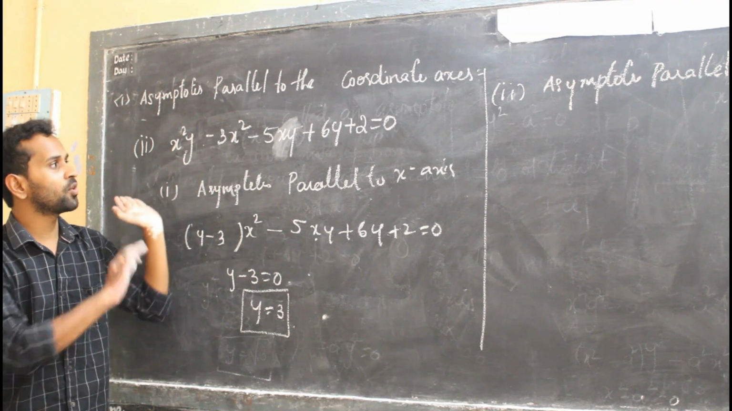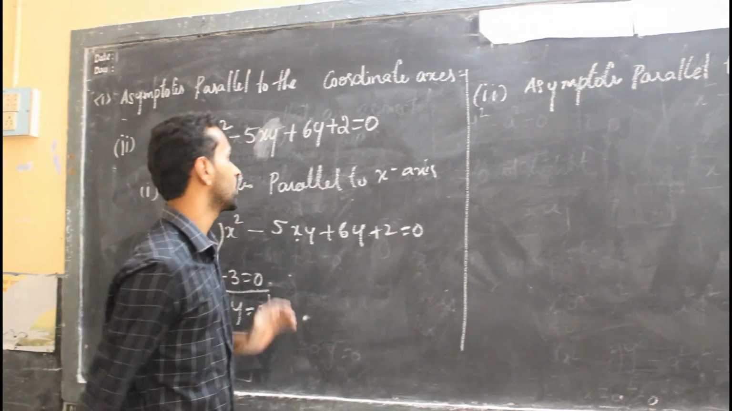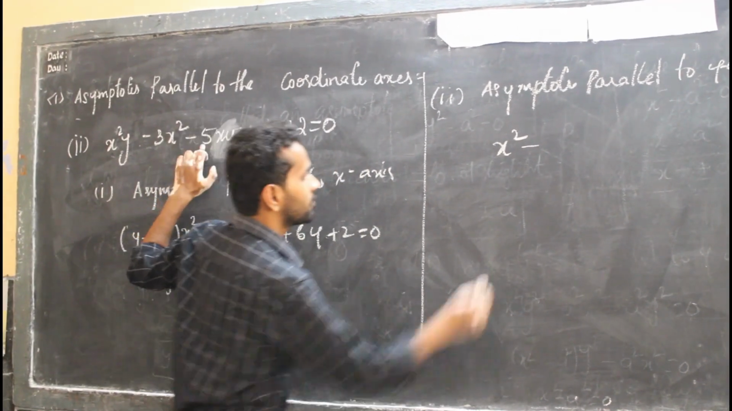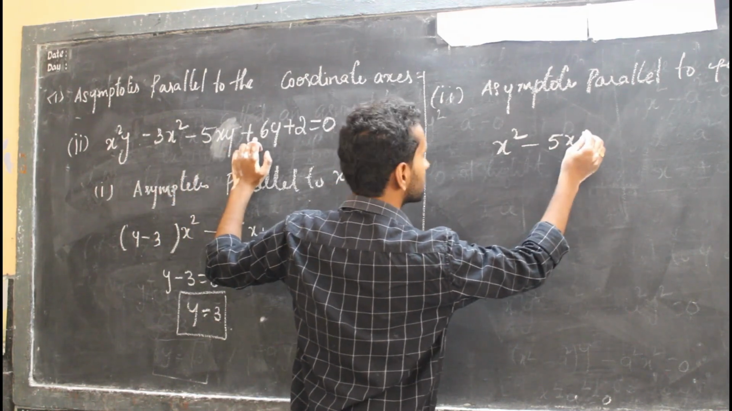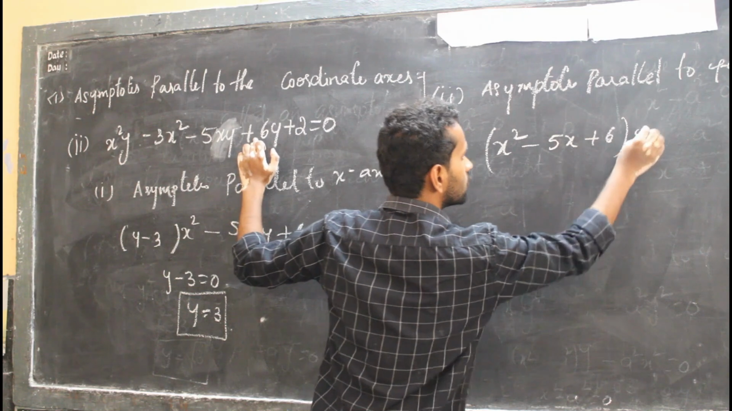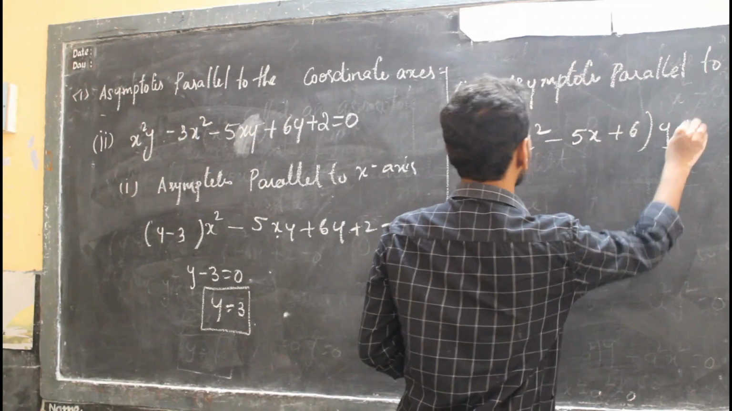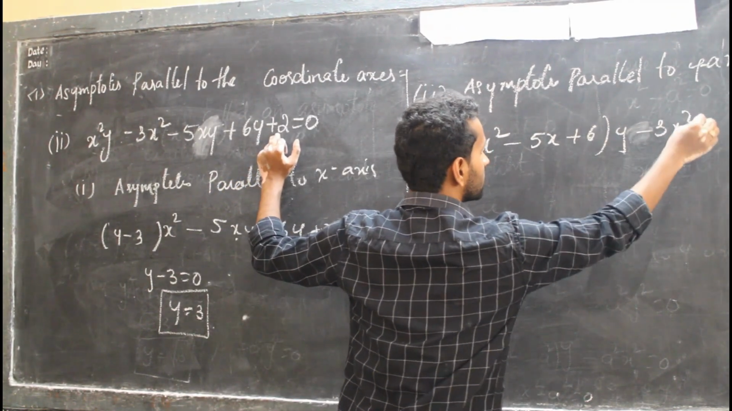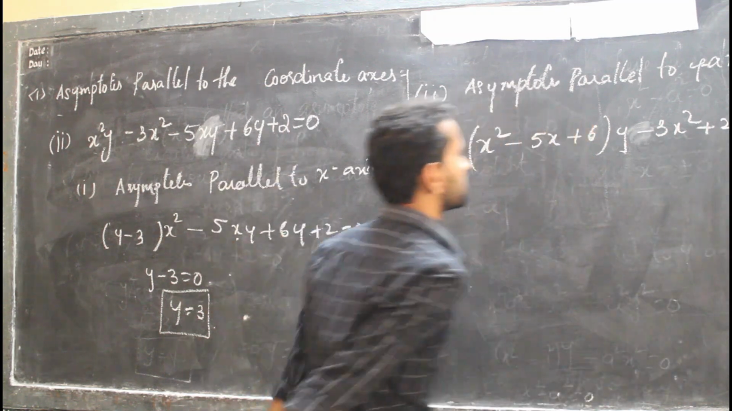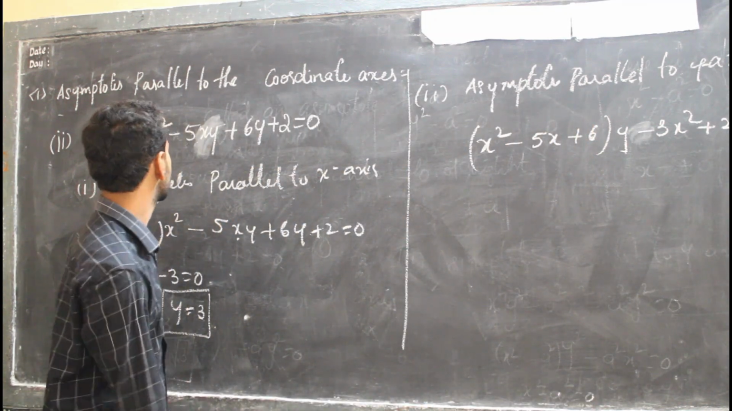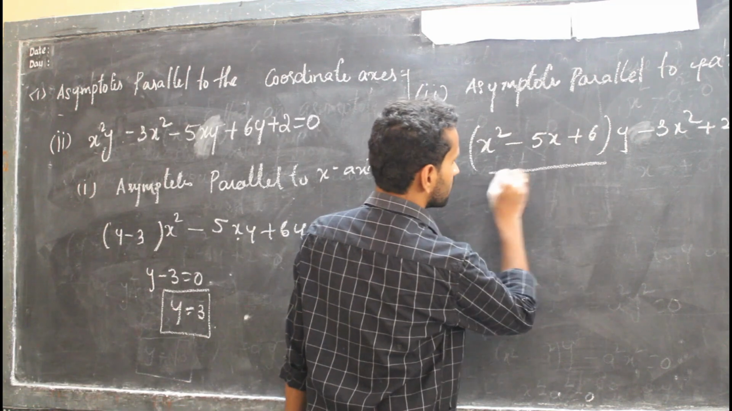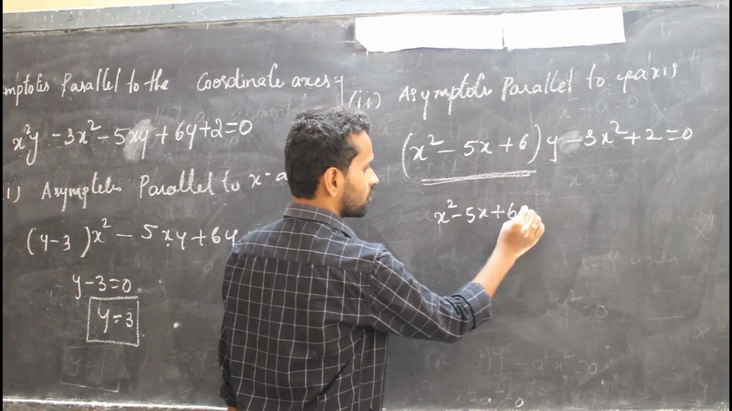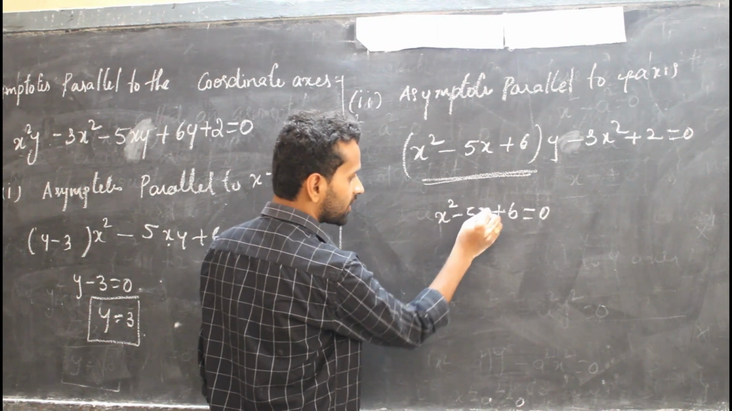So I am going to take y common here. When I take y common, what will be there? x square minus 5x plus 6, into y. Is it clear? Minus 3x square plus 2 equal to 0 remains as it is. So now what will be the case for me? Now I need to consider the coefficient of y. x square minus 5x plus 6 is equal to 0. Now look at it, it's a quadratic equation.